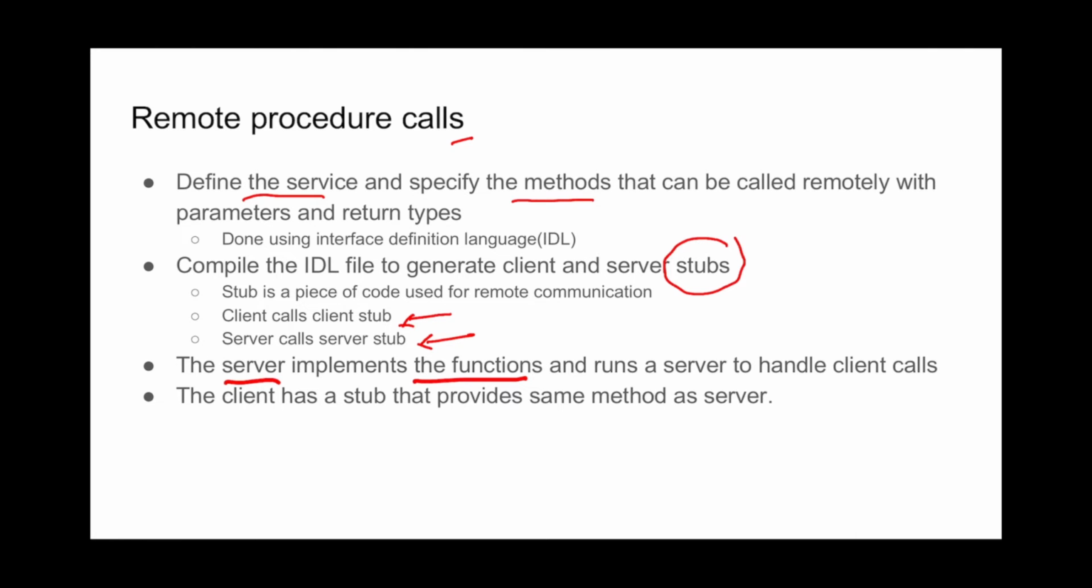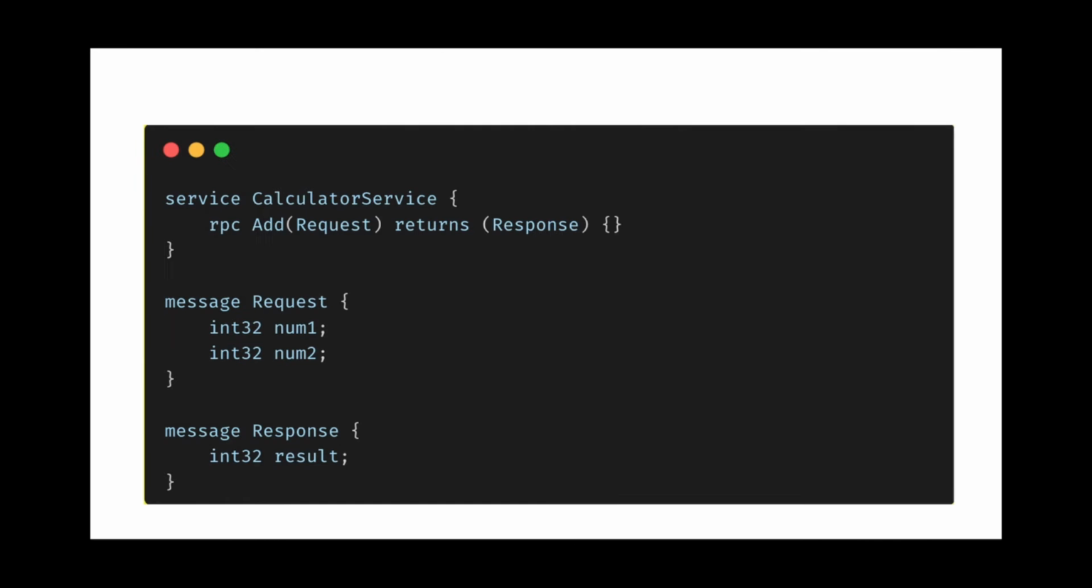All these functions will be implemented by the server, and then the server will start running on some port and start handling the client calls. The client can also use the client stubs that are generated when you compile the IDL file. They can use those stubs to call the server. When you see the example, it will become clearer.